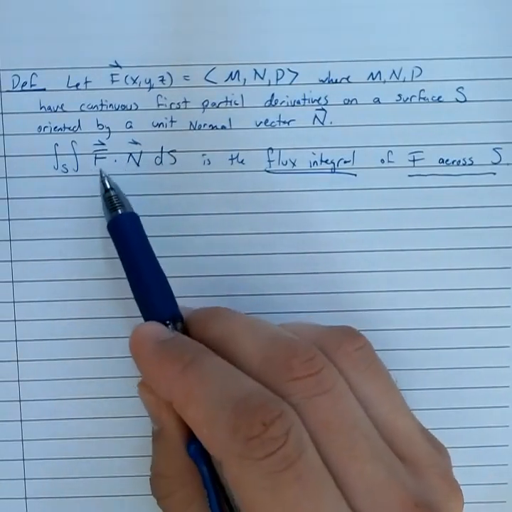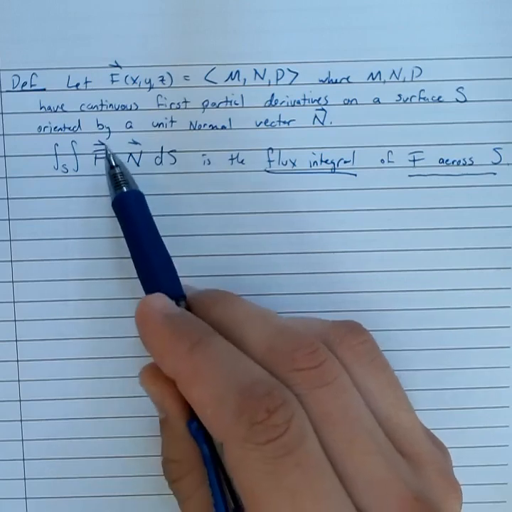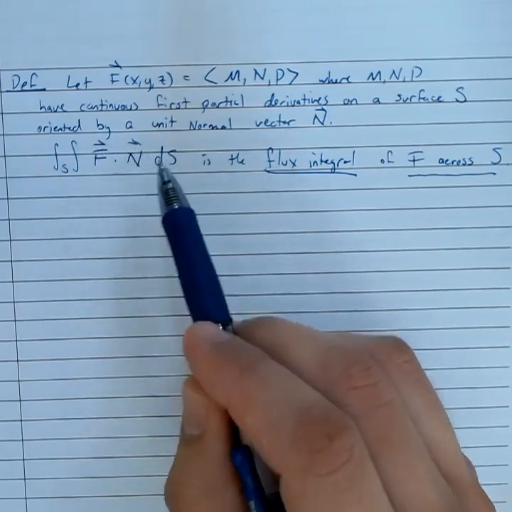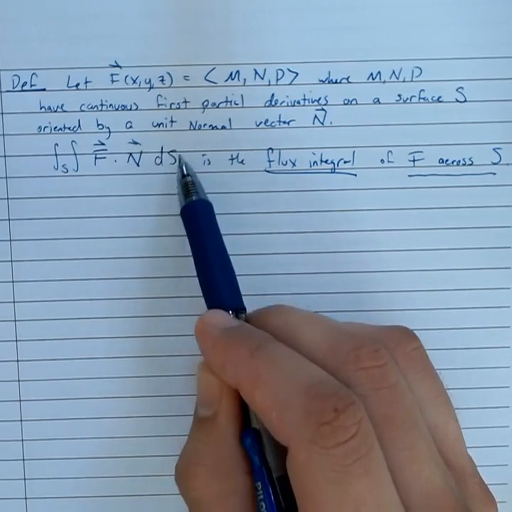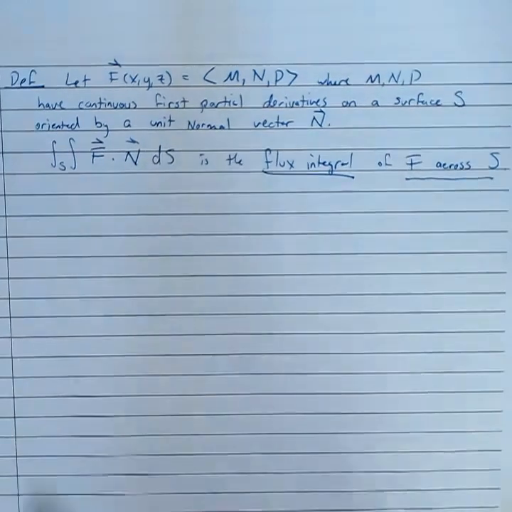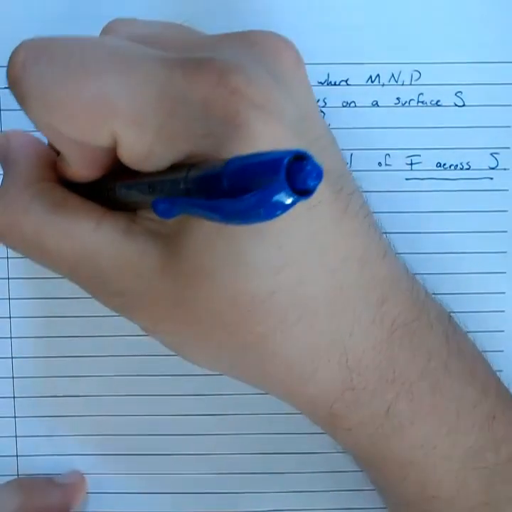The visual for that is how much flow is going in this direction through this object. Here's your vector field, here's a fluid. How much of that fluid is going in that direction through that surface, through that sieve, through that strainer? How we do that brings us to a theorem.